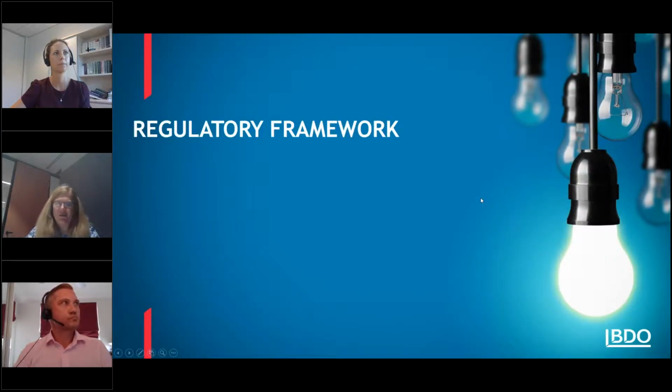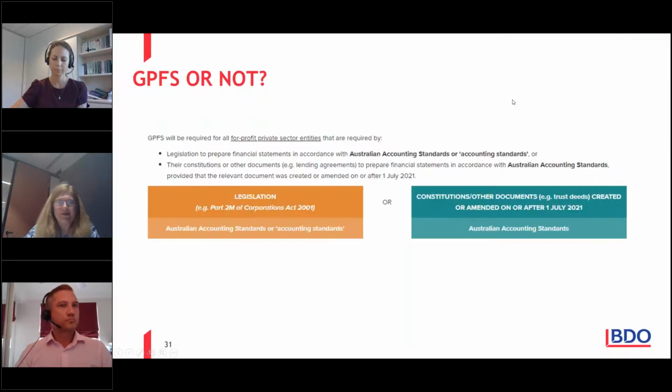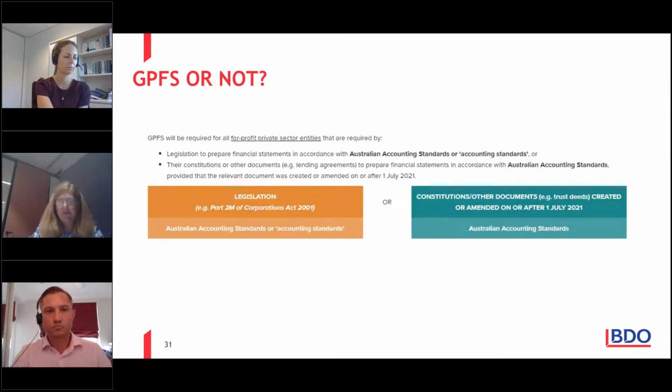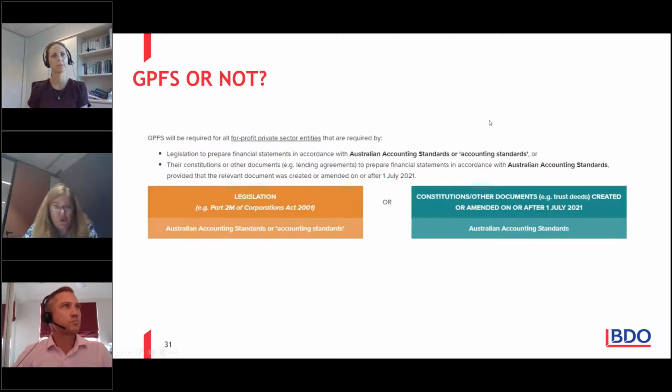I then tested it and I thought, let's look at the regulatory framework, maybe stand back big picture before we jump into the standards. If you look at whether you're going to do general purpose financial statements or not, and this is in future, it's not at the moment, from 30 June next year, you have to assess whether you're going to do general purpose financials or not. This is not a choice. This will be based on facts and circumstances. If you are required by legislation, it will say you have to comply with Australian accounting standards or accounting standards. So this is, I would say, a matter of fact. It's not a matter of choice.